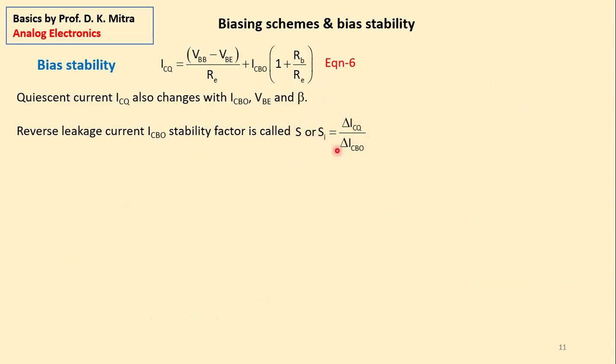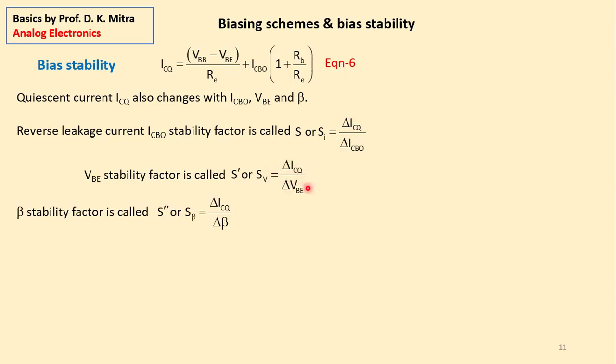And this question you face in your semester examinations very often: what is stability factor S or SI? It is del ICQ by del ICBO, that means the rate of change of quiescent current with the collector base reverse current. And SV or S dash is del ICQ by del VBE, the rate of change of quiescent current with VBE. And the third one is S double dash or S beta, which is del ICQ by del beta, that means the rate of change of quiescent current with beta.